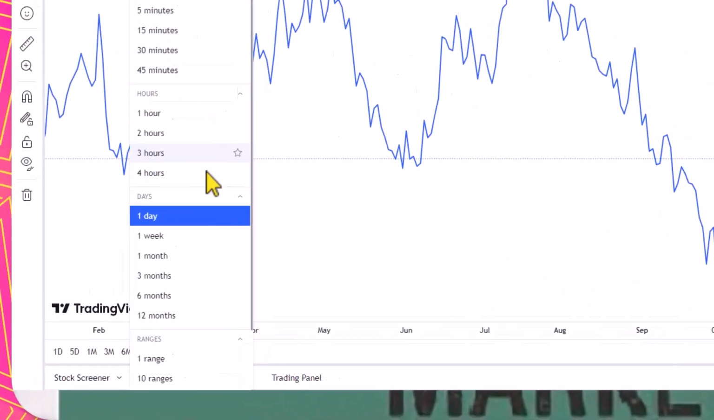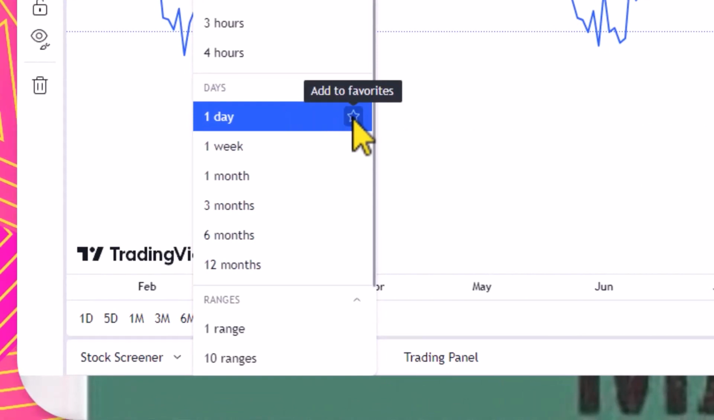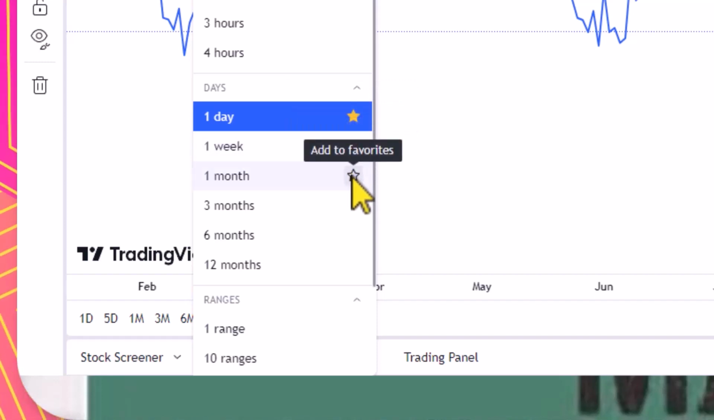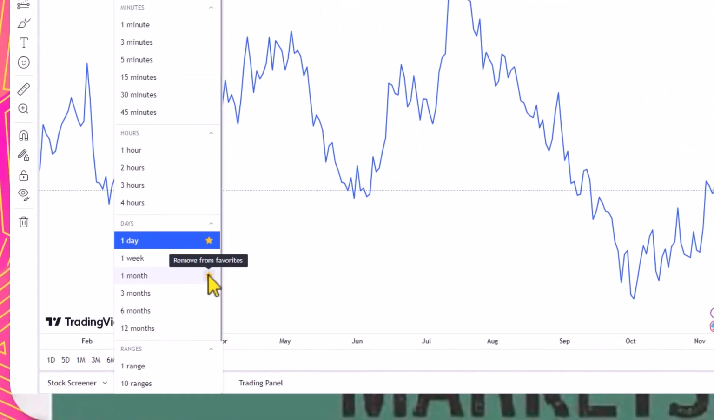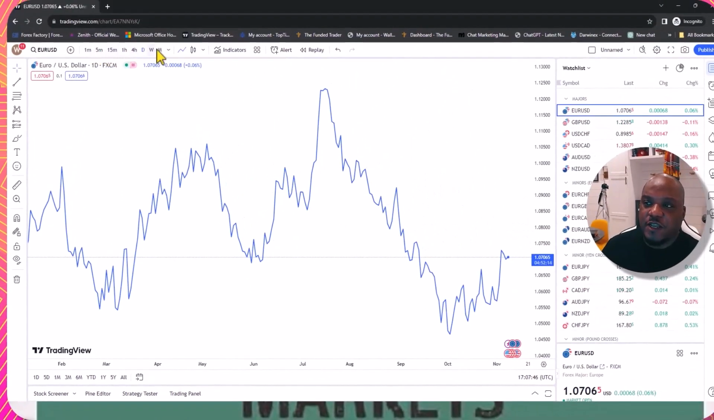What I want you to do is hover over the day and you'll see the star. Highlight the star just by clicking it. So now that star is yellow. I want you to highlight the week. Click on the month. And we're adding this to our favorites so it's easy to get to. Go to the 4 hour. Make sure the star is highlighted. Go to the 1 hour. Click that. Go to the 15 minute. And then go to the 5 minute. And then go to the 1 minute. And then click off. What you'll see now is different time frames in the toolbar.